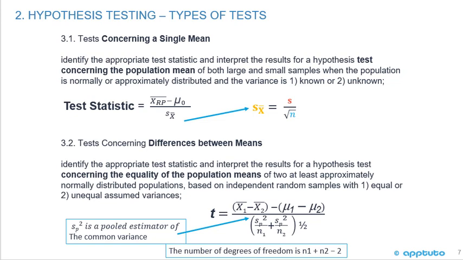The second is tests concerning differences between means. We identify the appropriate test statistic and interpret the results for a hypothesis test concerning the equality of the population means of 2 at least approximately normally distributed populations based on independent random samples with 1, equal or 2, unequal assumed variances. And I won't go through all the calculations and formulas right now. We'll be seeing that later.